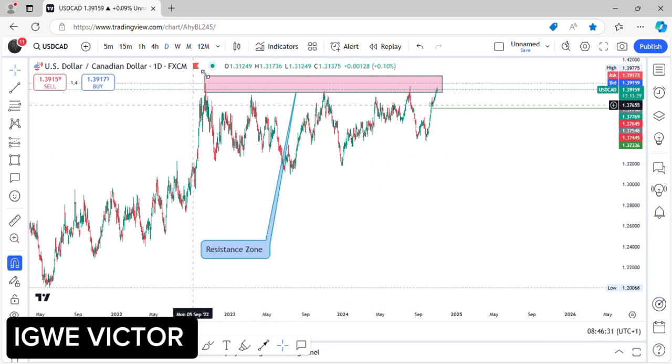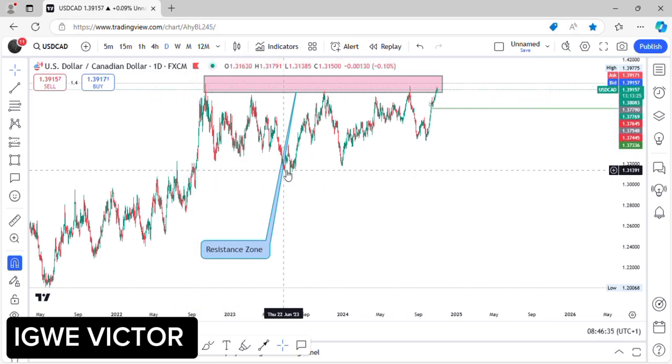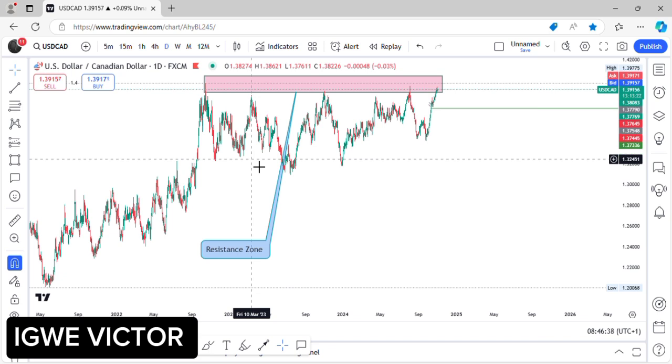So this is for the resistance zone. You can see how price continuously, even though it is ranging at the higher time frame, even in a ranging market, you can see support and resistance zones. It's just moving between a range, not breaking through the support and resistance. It's ranging within those two zones. Whenever price gets to resistance, it drops back down to the support, and whenever it gets to support, it goes back up.